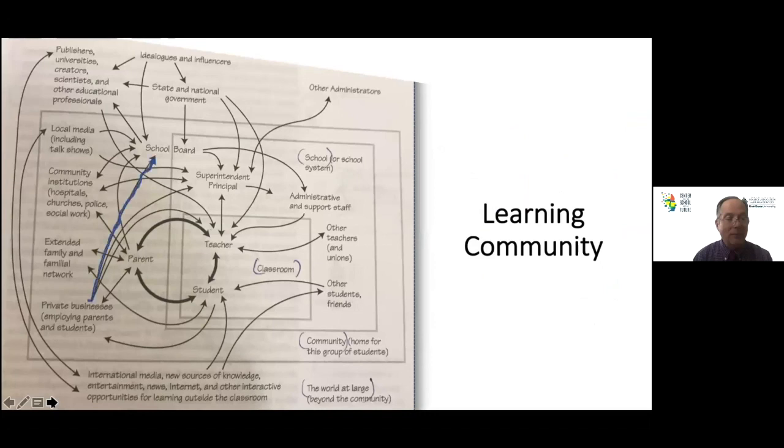Next. You'll notice that there are arrows that go, for example, between private businesses and school board, indicating that private businesses influence school board. You'll also notice that there's a bidirectional arrow between community institutions, meaning that they actually have impact on school boards, but you'll see that school boards also have impact on those institutions. You'll recognize too that around the outside edge there's a recognition of the influences that come from the world at large, and then from the community a little closer to the classroom and students and teachers, and then in the school, and then finally in the classroom.